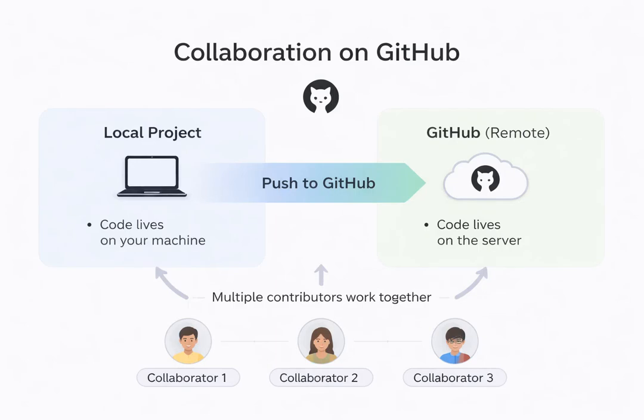Picking up right where we left off, the whole point of putting your local project onto GitHub is collaboration. When you have a project where different people need to work on different parts, that's exactly where GitHub's collaboration features come in. Your code moves from your local machine up to GitHub, and from there, multiple collaborators can access it, contribute to it, and work on it simultaneously.